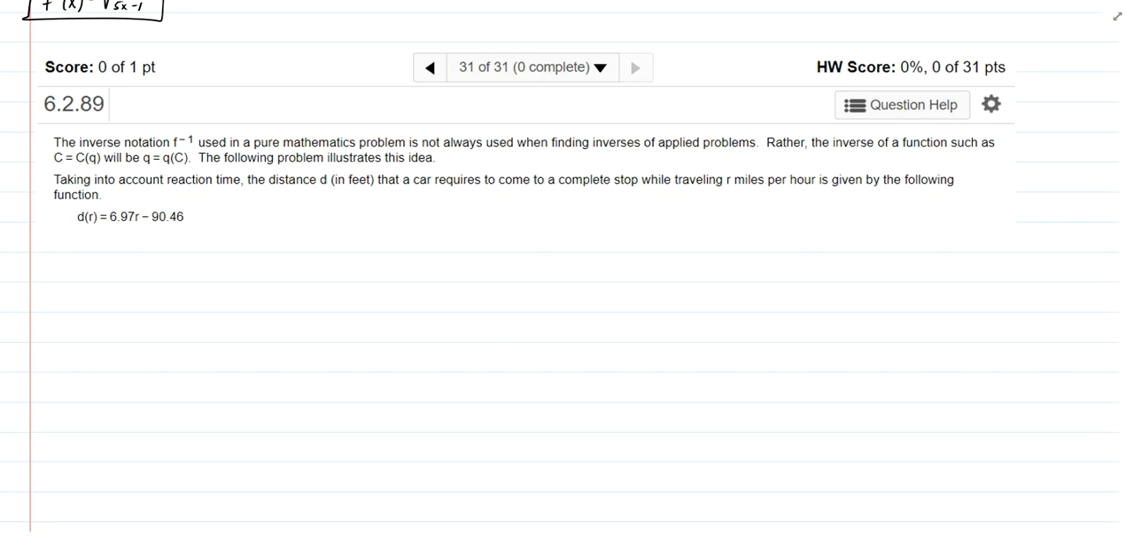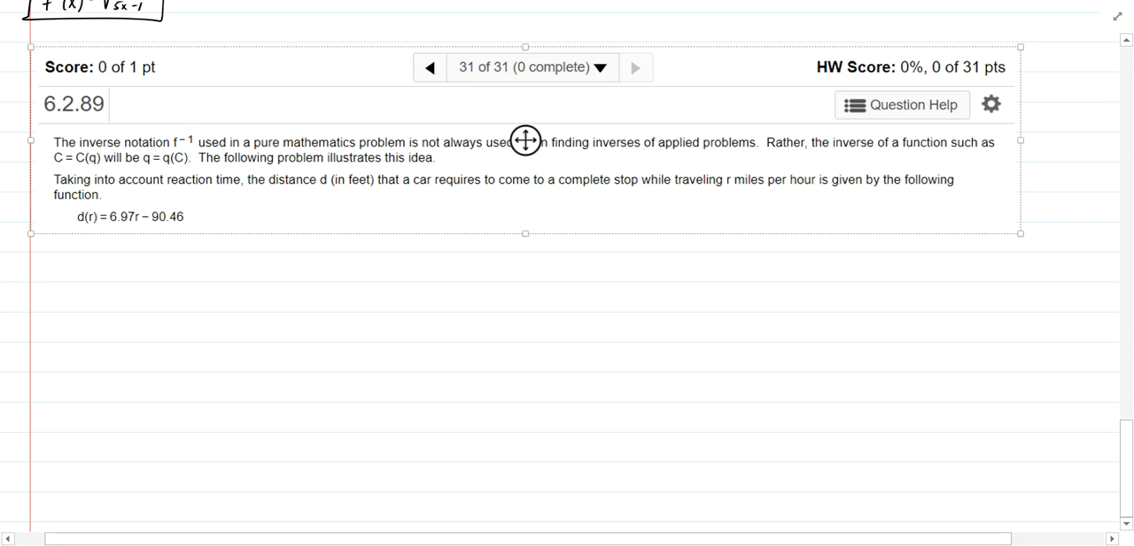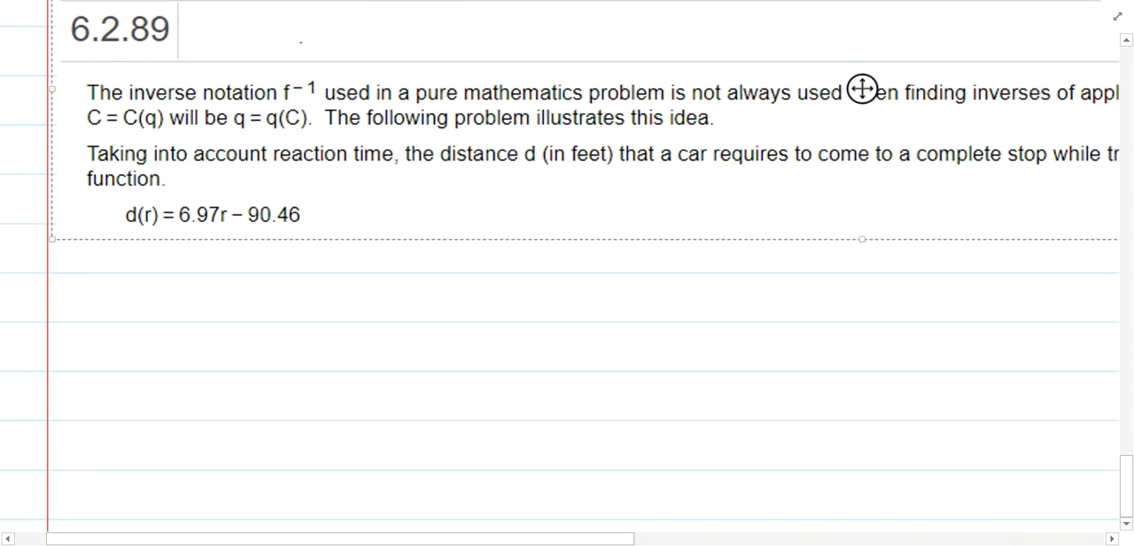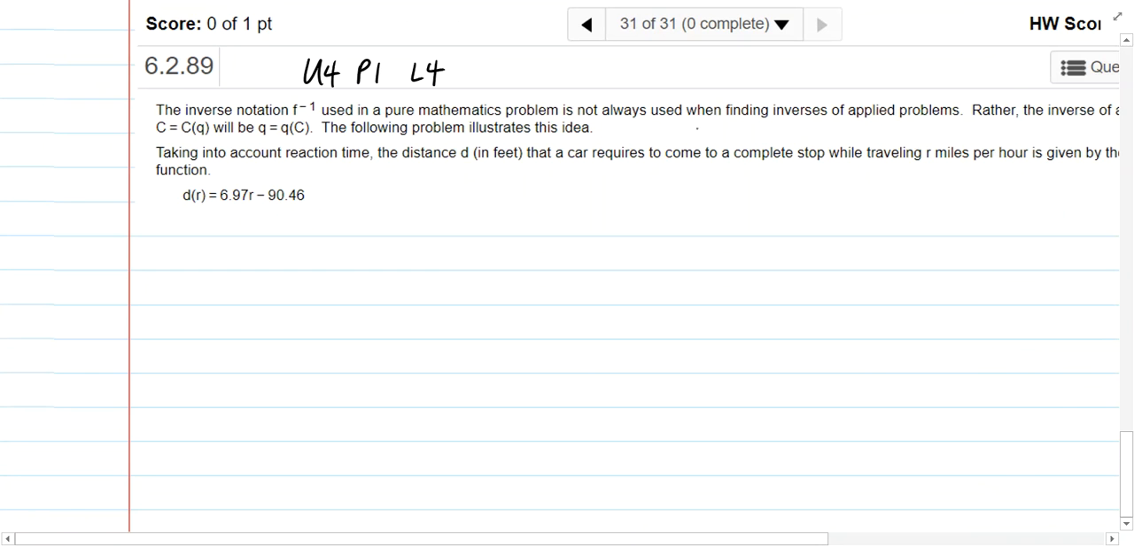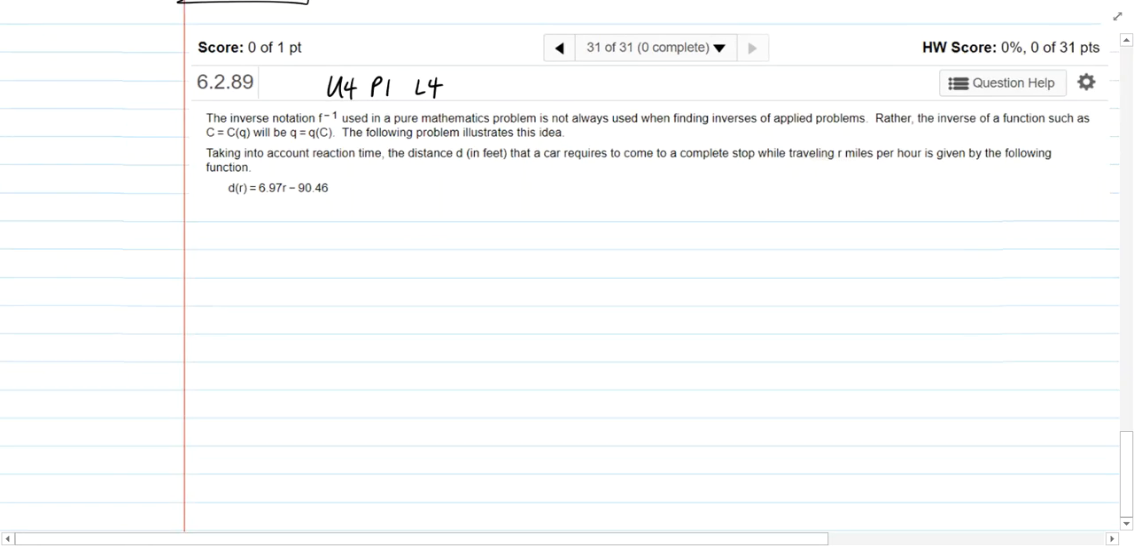And I'm taking a look at my watch here. I've got 3 minutes before another class comes in, so I'm not going to be able to finish this particular example, but I will note that an example virtually identical to this was completed in the video Unit 4, Part 1, Lesson 4, where we can rewrite a function, in this case the distance it takes for a car to stop based on a particular rate of speed, and rewrite it in terms of another value.